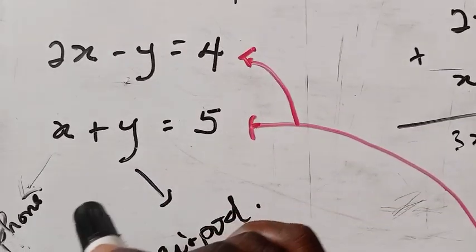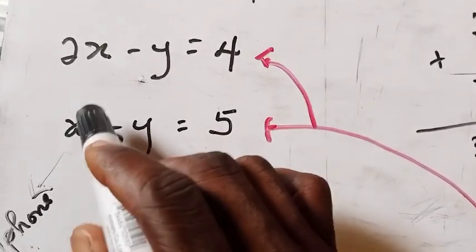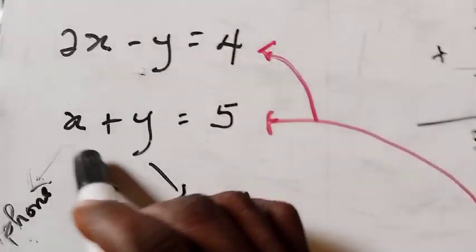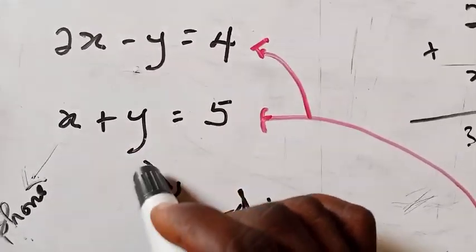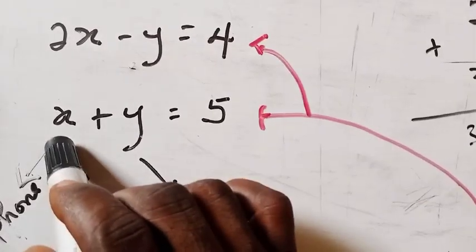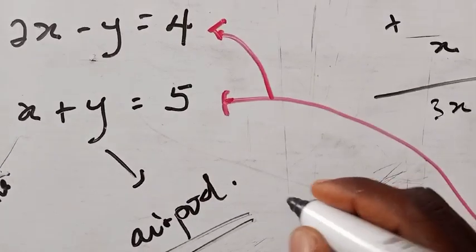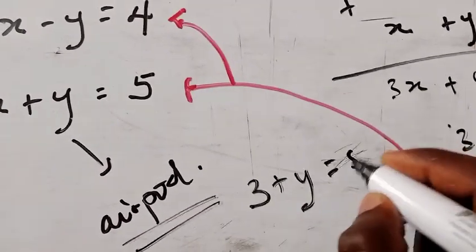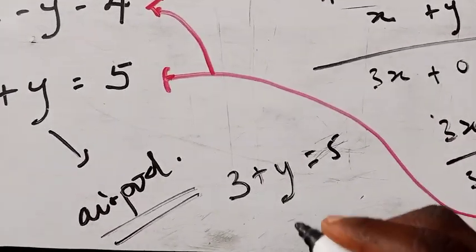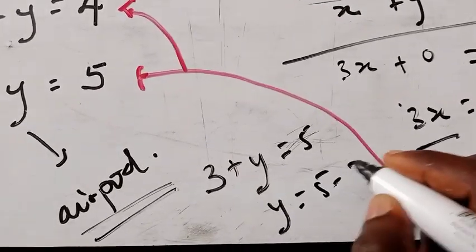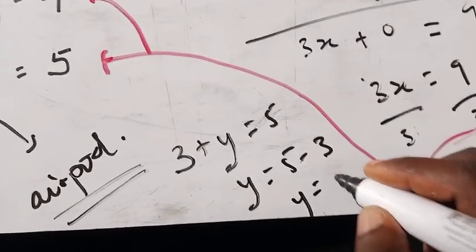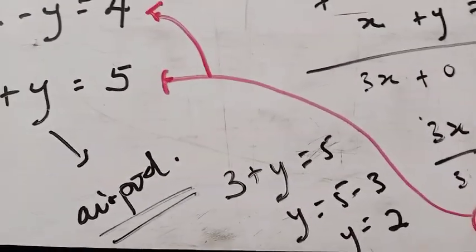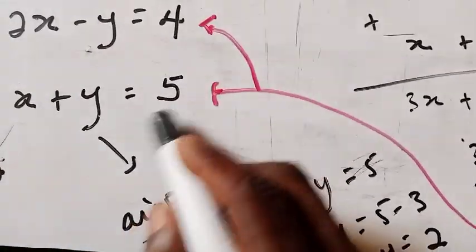I don't want to stretch myself because I can see some 2x minus y and so on, so I don't want to work with this one here. I'm going for the simple one, that is x plus y equal to 5. We know that x is going to be 3, right? So 3 plus y is equal to 5. We can easily solve this, and so we have y equal to 5 minus 3, so that is equal to 2. Yes, this is obvious: 3 plus 2 is equal to 5, right?